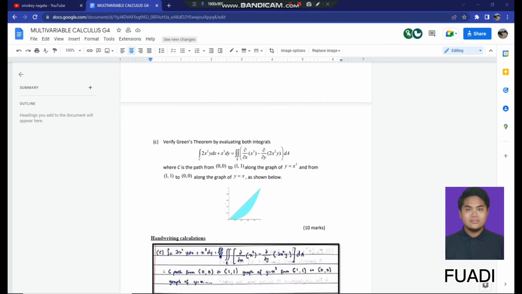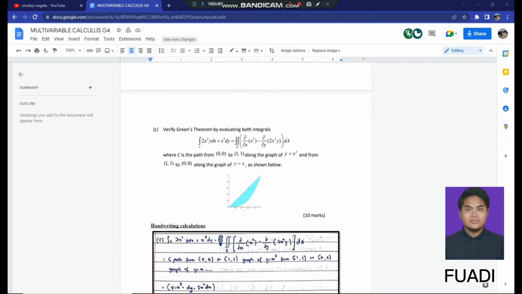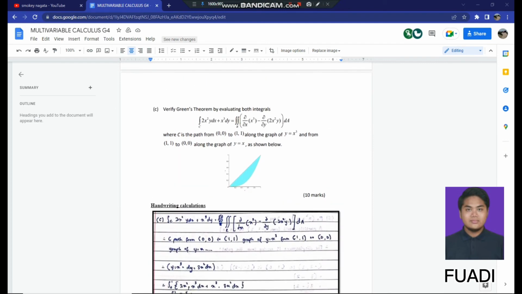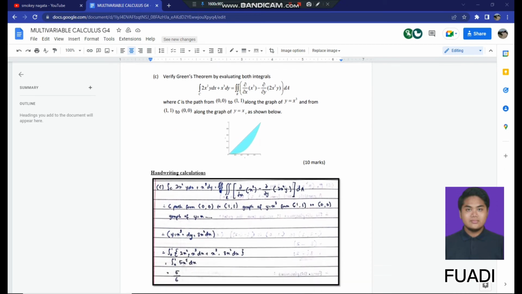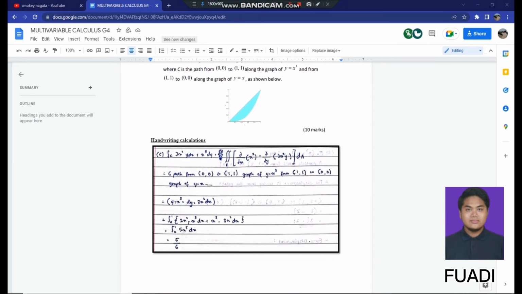And lastly is question C, verify Green's theorem by evaluating both integrals. As we can see, these are the equations, and this is the path along the graph of y equals x cubed, and this is the graph, and this is the handwriting calculation that I made.